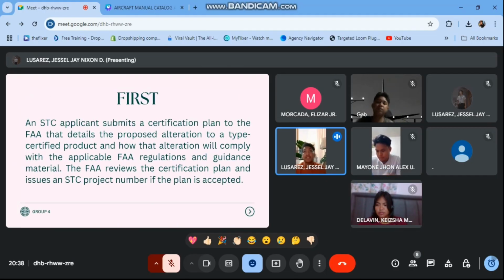First, an STC applicant must submit a certification plan to the FAA that details the proposed alteration to a type certified product and how that alteration will comply with the applicable FAA regulations and guidance material. The FAA reviews the certification plan and issues an STC project number if the plan is accepted.